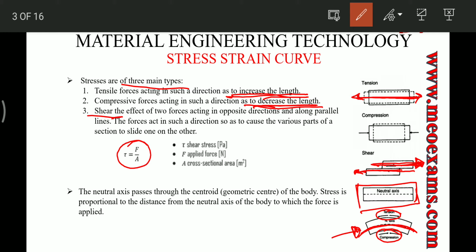And one more thing, friends, if we move away from this neutral axis, then the value of the stresses will increase, either tensile stresses or compressive stresses. The value will increase as we move away from this neutral axis.